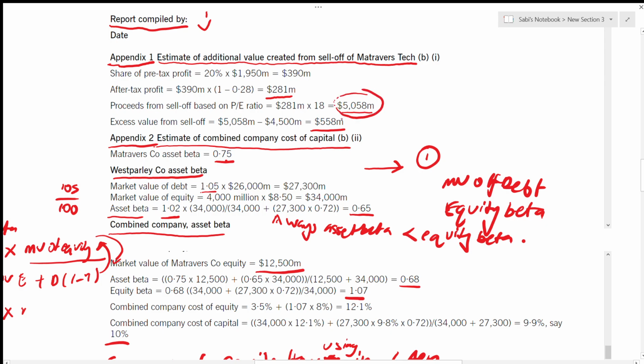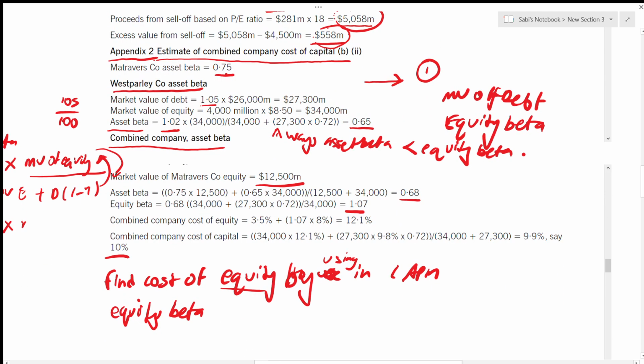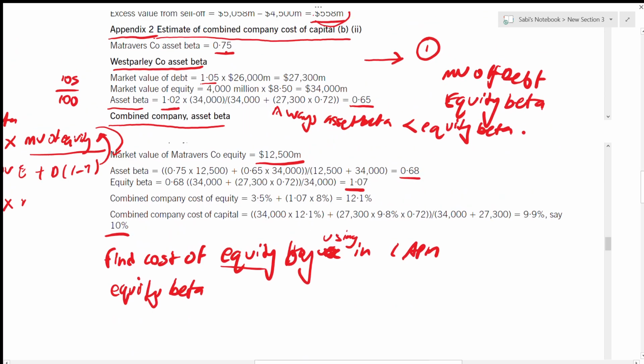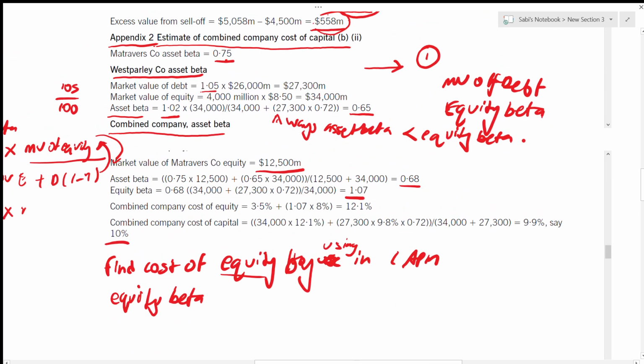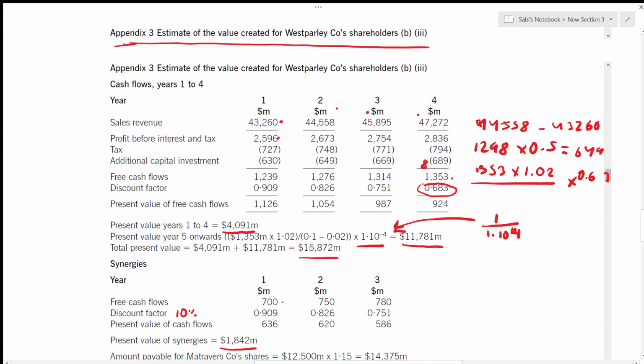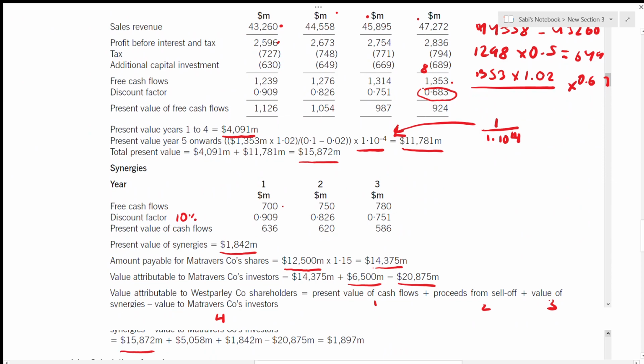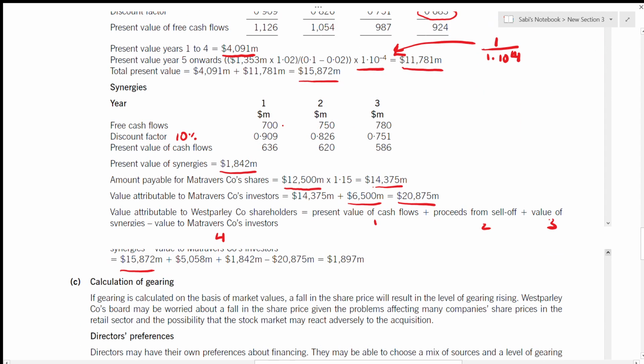Not this excess amount, okay? This excess amount we don't want. This is the amount proceed which you are receiving. That excess amount was just to compare. Okay, we are using that 5058. Because always what we do is whenever an answer is given at the end, we always take that answer only for our next calculation. So it is 5058. Number 2. Number 3, value of synergy.